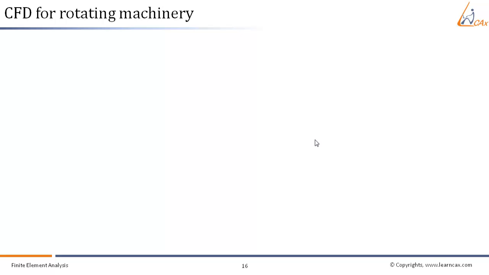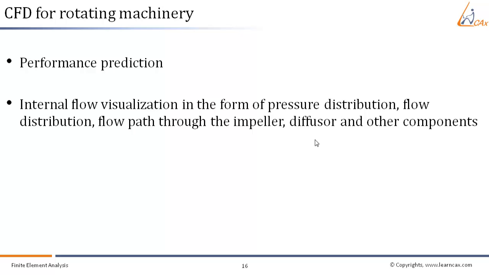Now, what type of analysis can be done using CFD? First is performance prediction, which means based on a design that is assumed, or based on historical empirical methods, if we come up with a design, we have to see what its performance is. So CFD can be used to virtually predict the performance of an existing design. Then there is internal flow visualization, which we can do in the form of pressure distributions and flow distributions inside the turbo machinery, and flow path through the impellers, diffusers and other components. Using CFD we can see what is happening inside the turbo machinery without actually constructing a prototype.